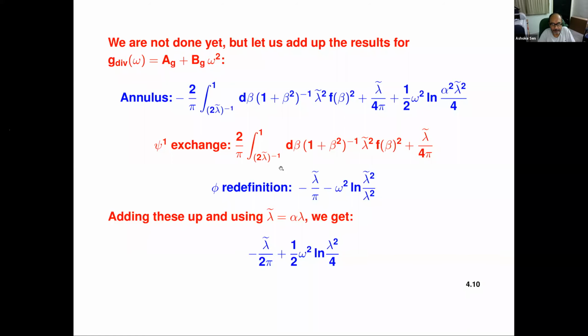So we can now add this up and use the fact that lambda tilde is alpha times lambda, and we get, at least, some cancellations. We can see that these two cancel, the F dependence goes away, and we still have some lambda dependence, because we have lambda tilde over 2 pi by adding these two, and here you have minus lambda tilde over pi. And when you combine these two and use the fact that lambda tilde is alpha times lambda, we get half omega squared times log lambda squared by 4. I'm going to discuss this formula once more in the next slide.